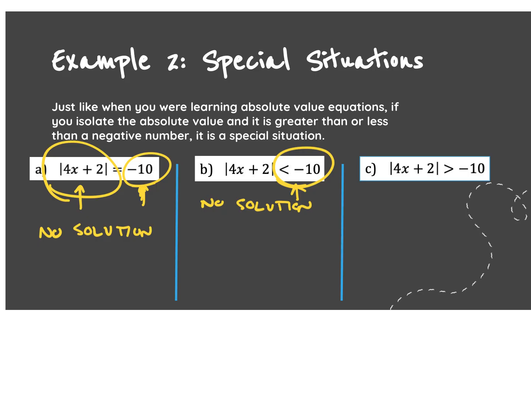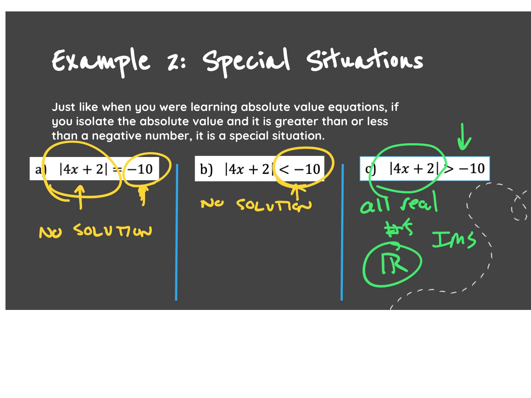C is a little bit different because everything I put in there is going to be greater than negative 10. Okay? So this is going to be all real numbers. All right? So this is all real numbers. This is going to be infinitely many solutions. Okay? Because everything I put in there is going to be bigger than negative 10.